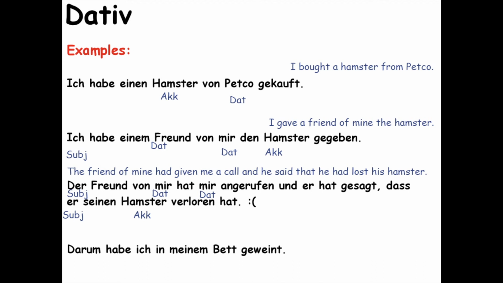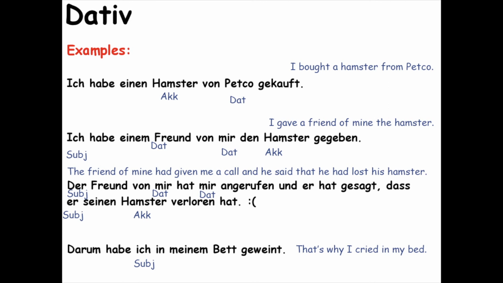Now, the last sentence is Darum habe ich in meinem Bett geweint. Which is, that's why I cried in my bed. Because he lost the hamster that I gave him. And I'm emotional. God dang it. So, here we go. Let's break the sentence down. That's why, darum habe ich geweint. That's why I cried in meinem Bett. So you can see that there's an em ending on mein, which only happens in dative case.